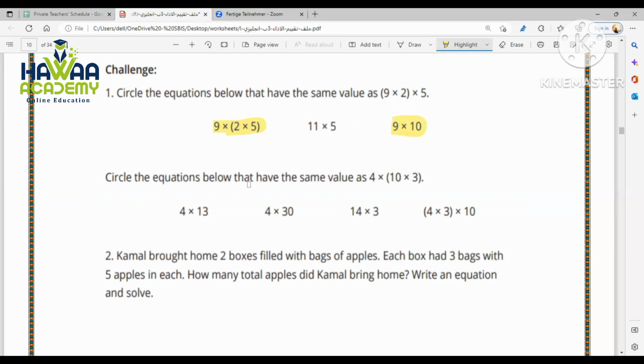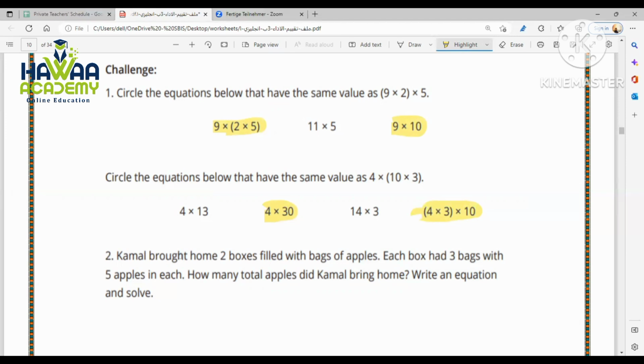Okay, circle the equation below that have the same values as 4 times 10 times 3. So 4 times 13 is going to be the same. No, because it's multiplication here, it's not plus. Is it the same as 4 times 30? Let's check out. 10 times 3 will be 30. So yeah, it's correct. Does it going to be the same as 14 times 3? Obviously not. And typically the same as the previous question, like 4 times 10 times 3, I just changed the brackets place, and it's called the associative property.